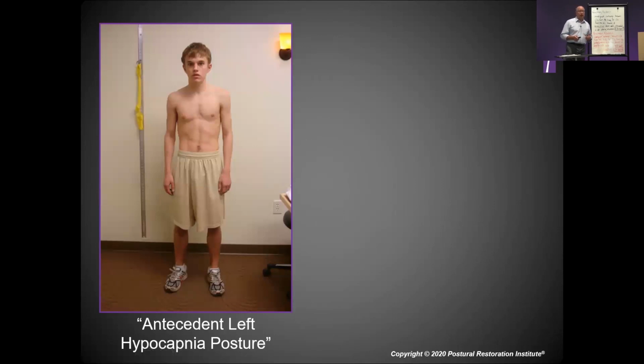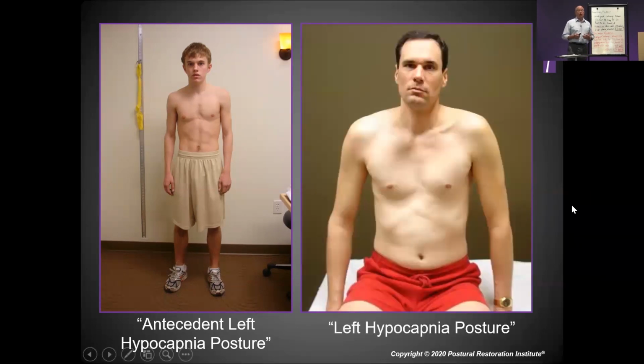So you can see this individual on the left side of your screen. This is an antecedent left hypocapnia posture. That means prior to his hypocapnia posture, prior to his respiratory alkalosis, he was in that position. His right rib cage is tight, his left rib cage is a little tight, and he's struggling to get air in. As he grows up, these individuals become very hypocapnic in general, and his left is still more hypocapnic than the right. But the gentleman to your right on your screen is definitely carbon dioxide challenged.